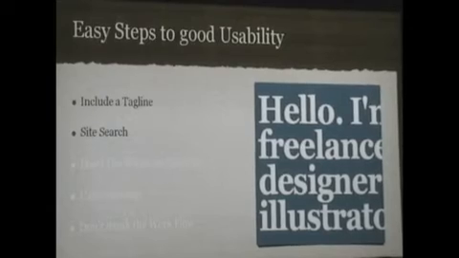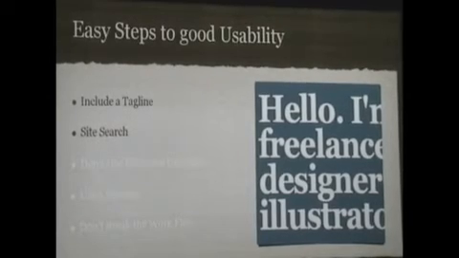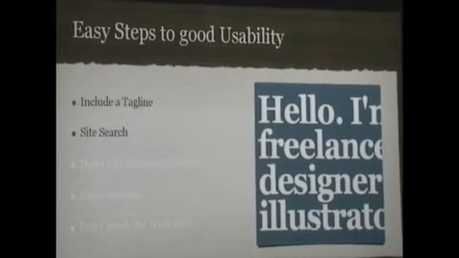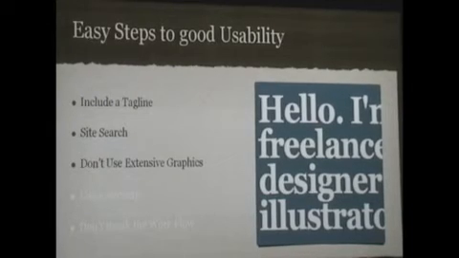Next one is include a site search. Jakob Nielsen, who did the studies for usability on the web, says the site search should be 27 characters wide, and you should always include a site search because some people do use site search to navigate your site. They may not want to go through all of the information that you have painstakingly designed and laid out on the site or in an application. They just want to go directly to where they want. So you need to give them that option.